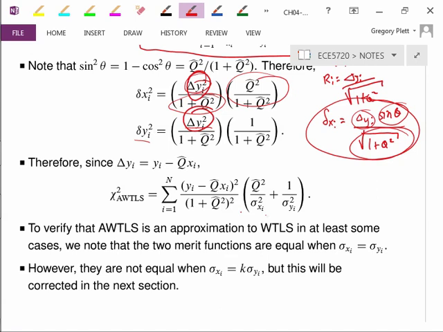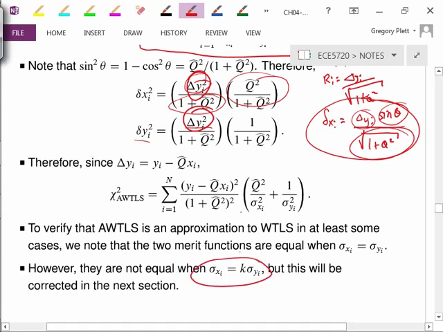The solution turns out not to be the same when there's a constant proportionality between sigma xi and sigma yi. But that is something that we can correct in the final answer to make it the same for this case and this case by a very simple manipulation. So that preserves some of the properties we would like.